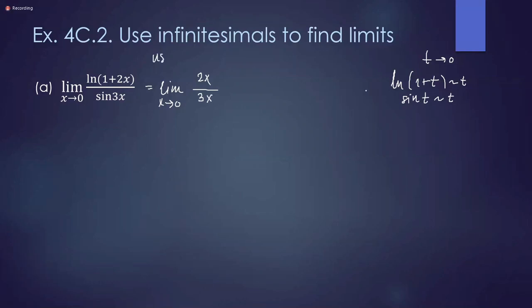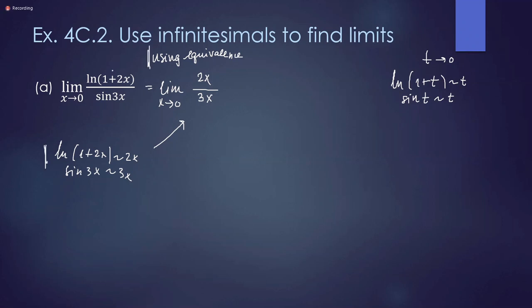Using equivalence, you can write on the side that ln of 1 plus 2x is equivalent to 2x, sine of 3x is equivalent to 3x, and then go on to write this. It's also possible. So some commentary should be done if you are using this equivalence. And so we can cancel out x, and the value of this limit is just 2/3. Very, very easy to find.